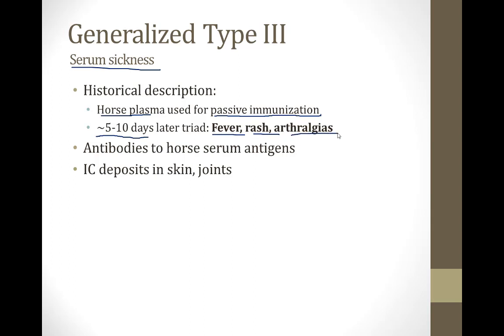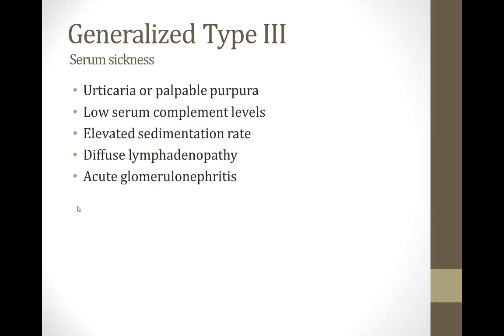What was happening is the patients were mounting an immune response against horse serum antigens, and immune complexes of horse antigens and antibodies were depositing in the skin and joints to cause this classic triad of symptoms. So patients who have a classic serum sickness type 3 reaction can get urticaria and palpable purpura from complex deposition in their skin. They often have low serum complement levels because these immune complexes consume the complement proteins.